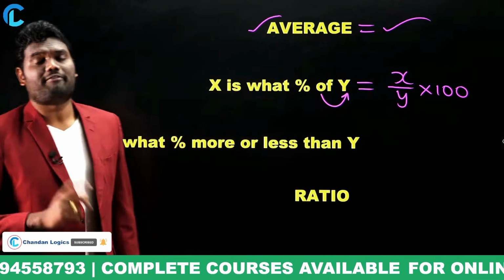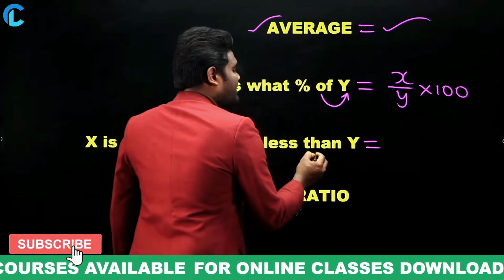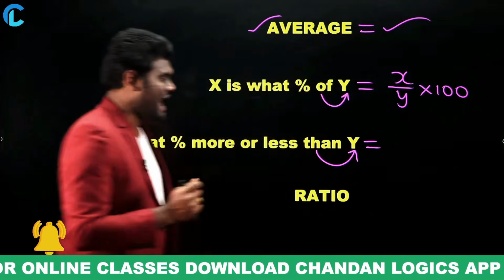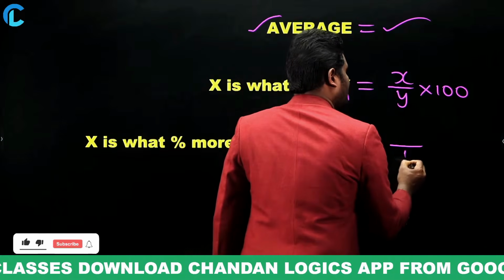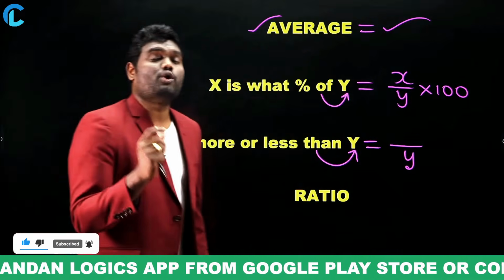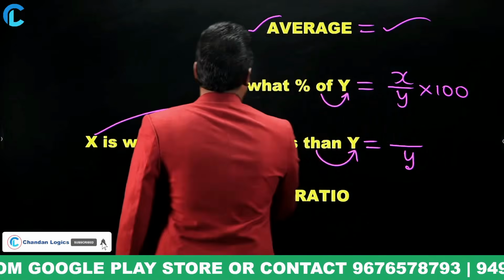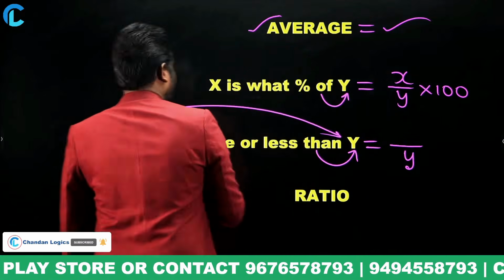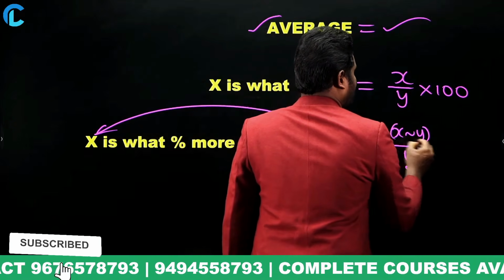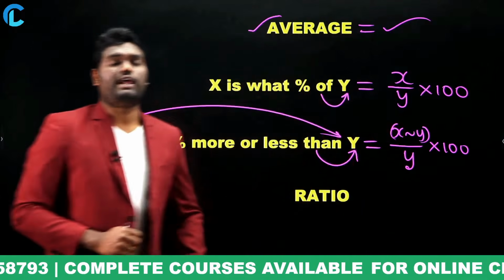So whenever you have these type of questions, simply observe here. Whatever is going to come after "than", that should be in the denominator. In the numerator, we need to calculate the difference. Difference means difference between X and Y. In the denominator, we need Y. So difference by Y into 100.